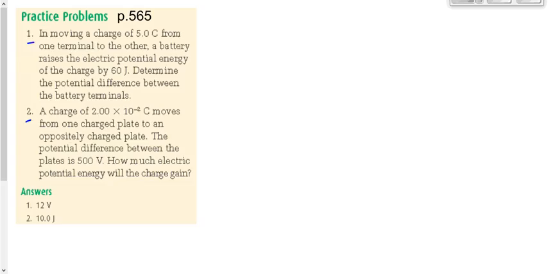Let's say number one, in moving a charge of 5 coulombs from one terminal to another, a battery raises the potential energy by 60 joules. What's the potential difference between the battery terminals? What do we got given to us here? This is charge, right? 5.0 coulombs. Some 60 joules. What is that? It raises the electric potential energy by 60 joules. Is that potential energy difference, potential difference?